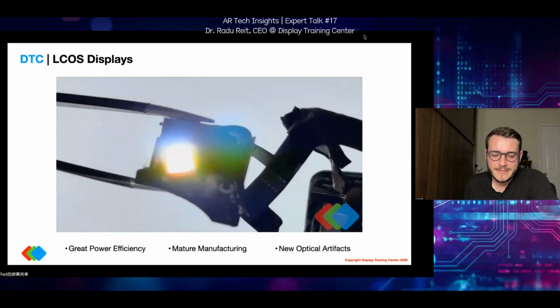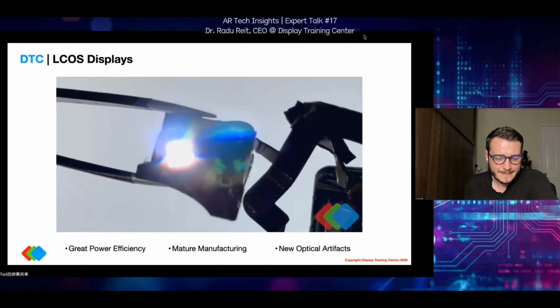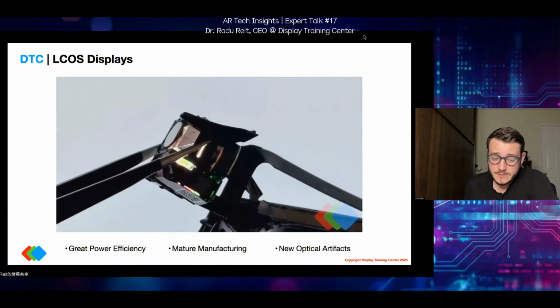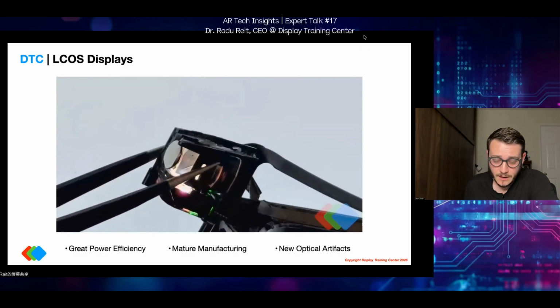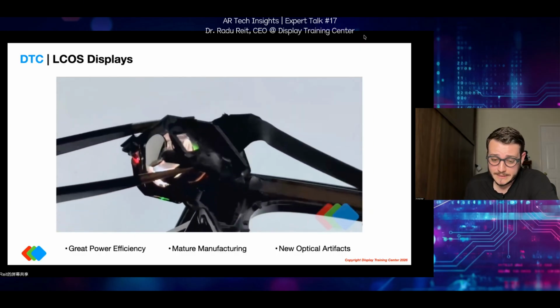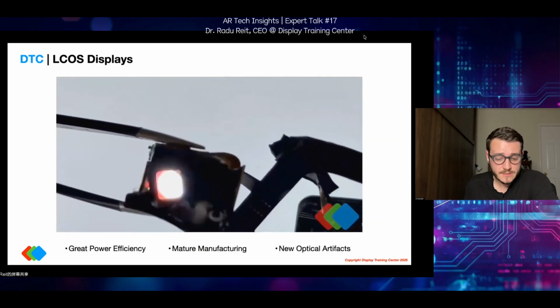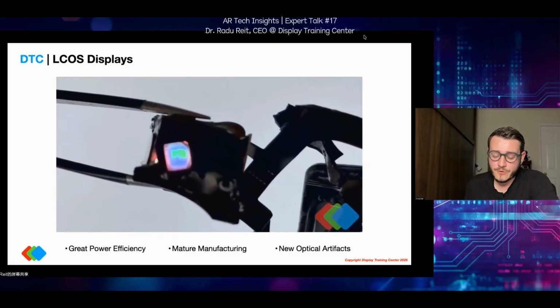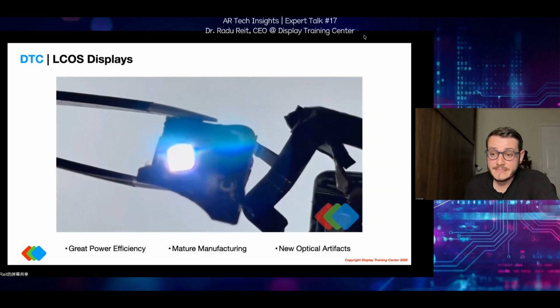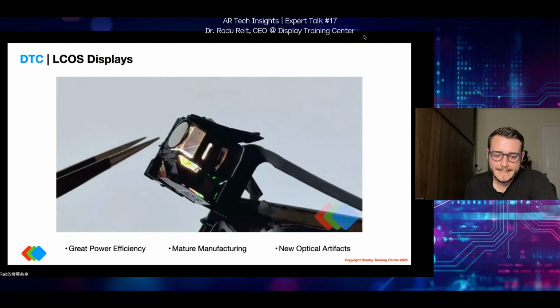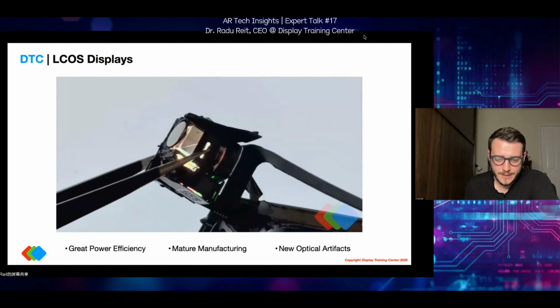LCOS is an interesting beast. I was not very pro LCOS until this particular device came out. But when you actually take measurements, this device has very good power efficiency, on the scale of micro LED in fact. It's also leveraging a much more mature manufacturing supply chain. LCOS has been around for 30 plus years, and the LEDs that are being used to illuminate the LCOS panel are themselves very mature as well.